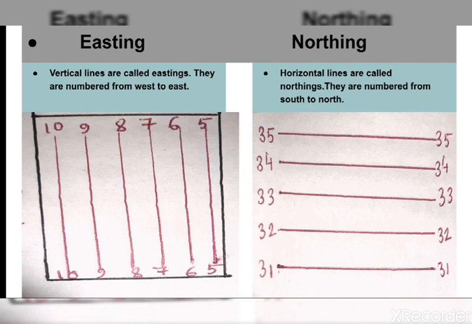Next, eastings and northings. So, the vertical lines are called eastings. They are numbered from west to east, and horizontal lines are called northings. They are numbered from south to north, with this diagram. These are all the exercise question answers. Remember, you need to learn the chapter so that you can easily answer the inside questions.